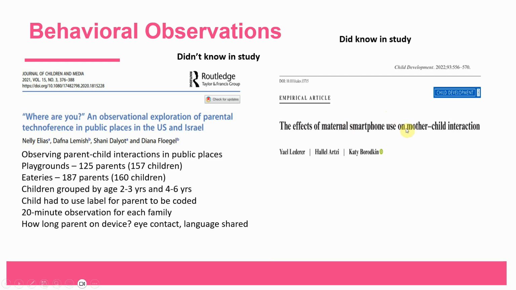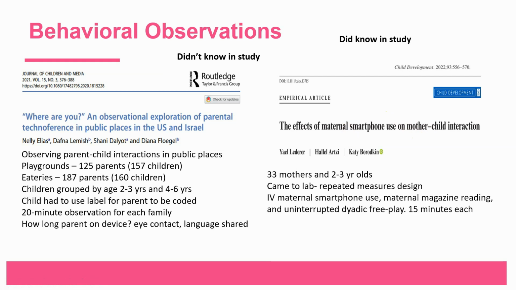So, let's talk a little bit about this one. In this study, they had 33 mothers of 2 and 3 year olds. They were toddlers, and they came into a lab on a college campus and they used a repeated measures design. So, it was an experimental design where all the participants were in all the conditions.